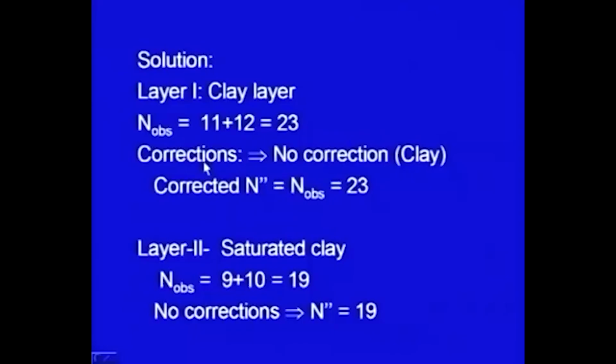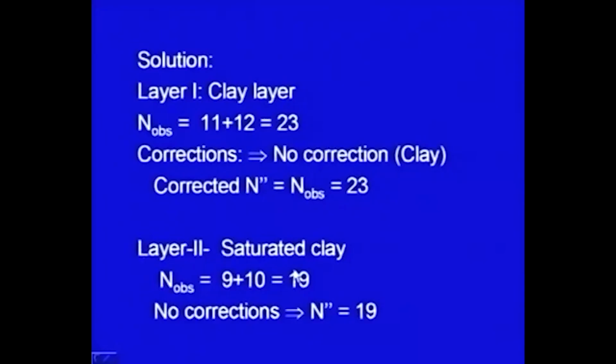Now, what are the corrections we have to apply? There is no overburden correction, there is no dilatancy correction because it is clay. So, corrected N double prime is equal to 23. If it is a clay soil, then there is no correction which has to be applied. The observed value should be taken as the corrected value.